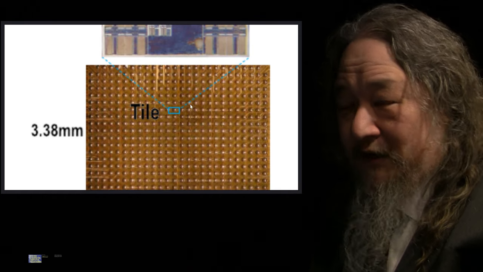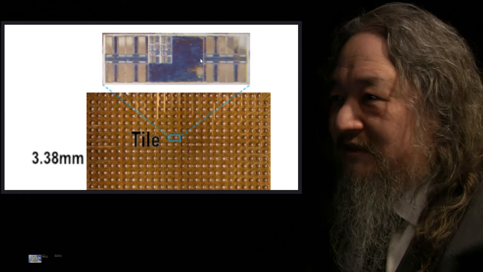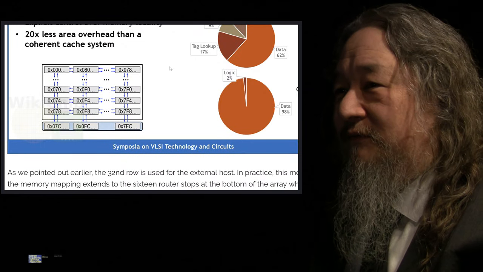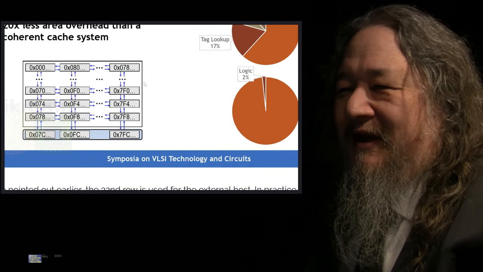It looks like a tile. They call it a tile. Each one of those little dots is instruction and data cache and a CPU and everything right there, network routing and so forth. It's always disappointing.